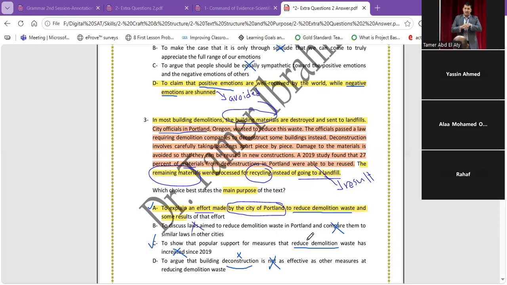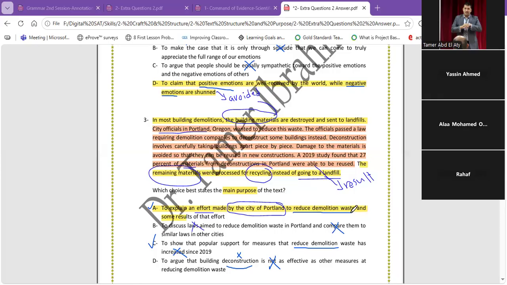So he doesn't talk about reduced demolition waste has increased. Yeah, I know that it's increased, but it's not the main part for me. The main part for me is that there is an effort made by the city of Portland to reduce demolition waste. Is that right? Yeah, that states the main purpose more clearly. Okay, thank you.